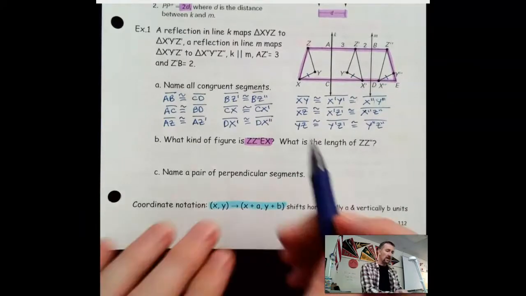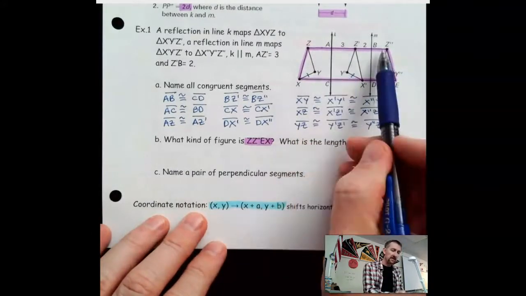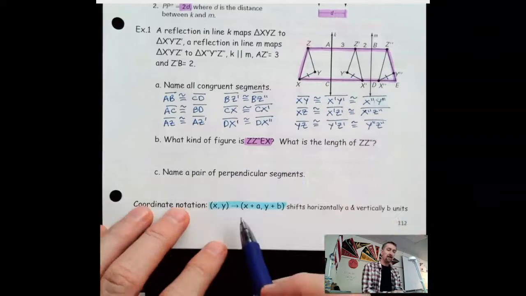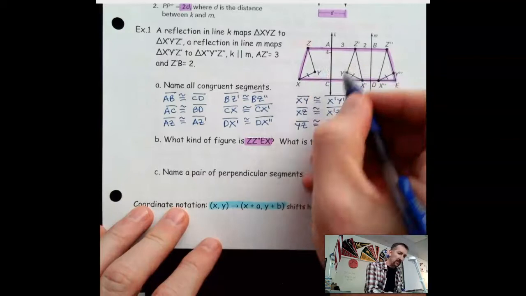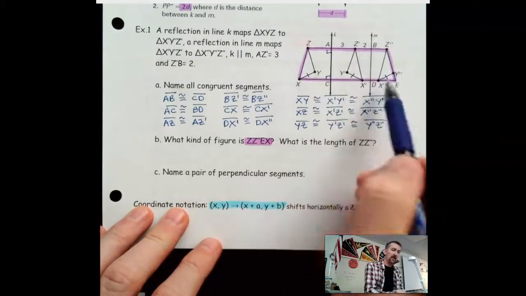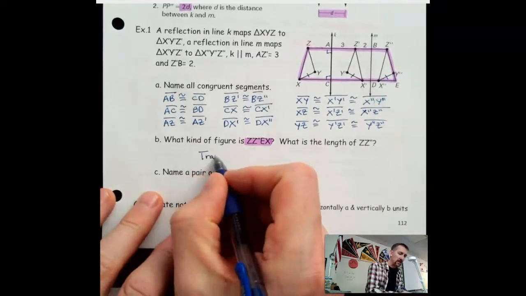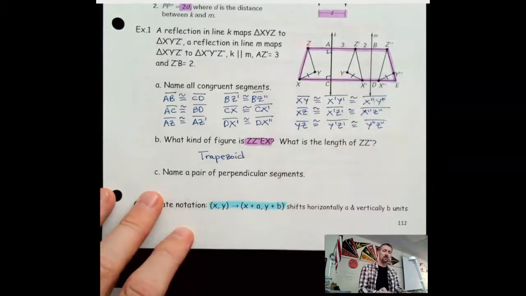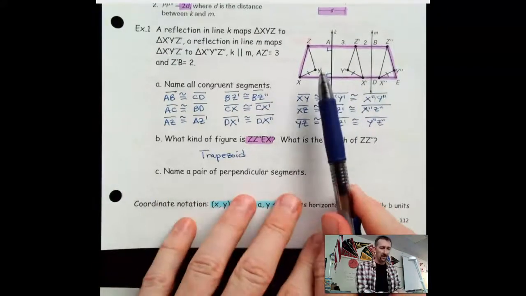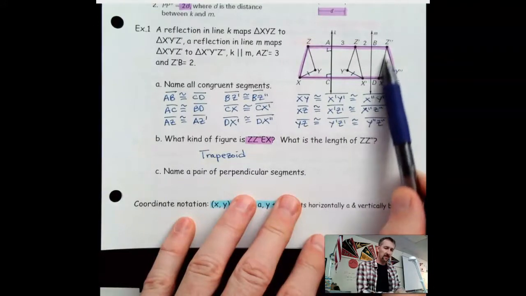So what kind of figure is the one I highlighted in purple already, ZZ double prime EX? Hopefully you all see if we reflect that across, that means these are right angles. So that means that these are going to be parallel. So the top and the bottom are parallel. We have one pair of parallel sides. That makes it a trapezoid. And then some students want to ask the question, is it an isosceles trapezoid or not? And we really don't know. This is congruent to this.